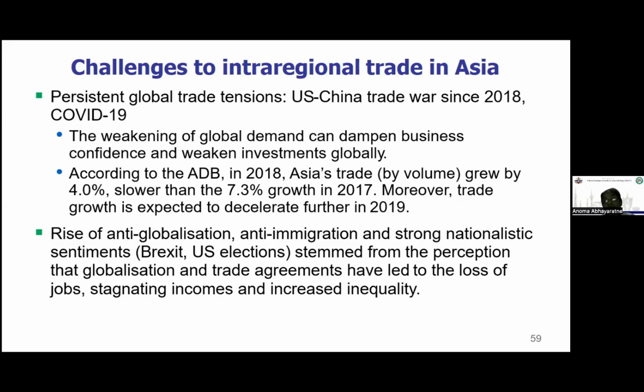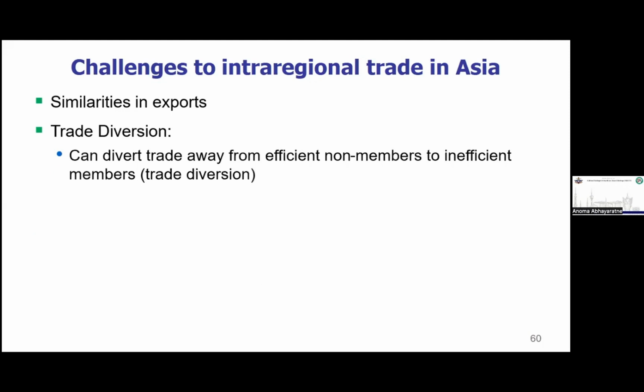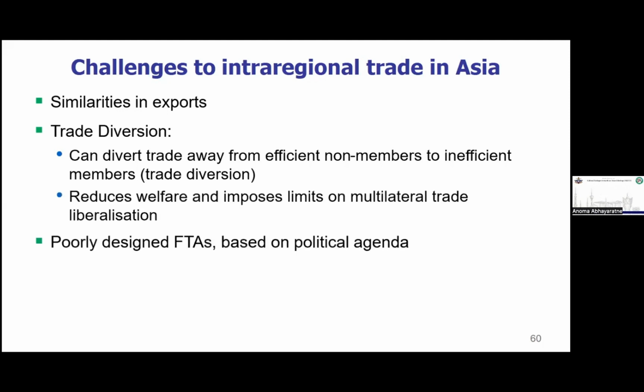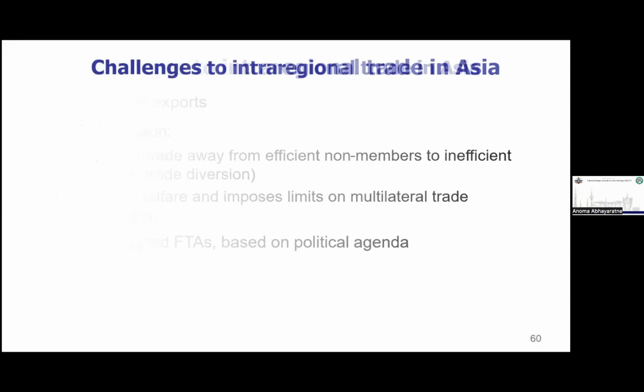US has suffered a lot because most of the goods used in US are now produced by Chinese companies, so they can buy them at a lower cost. That caused losing jobs of a large number of people in US, and China investing in other countries. All that affects other economies. Similarities in exports. If we take countries in a certain region, there are similarities in what they export. Trade diversion, I already talked about it. And poorly designed free trade agreements based on political agenda will not work.